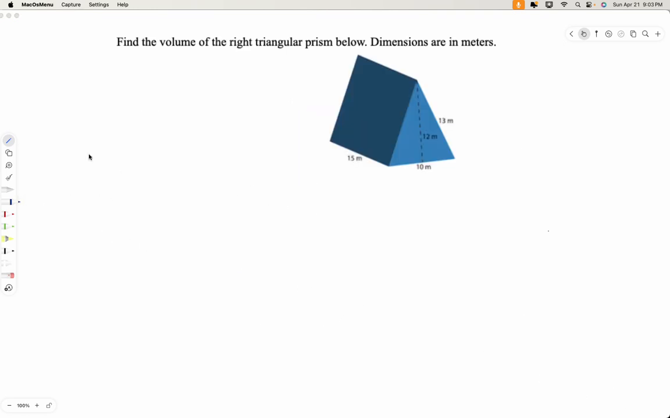All right, so here we're looking to find the volume of the right triangular prism below. Dimensions are in meters. So first we have to look at what is the formula for volume. And the formula for volume is equal to the area of the base times the height. It is always area of the base times the height. So once you find the area of the base, you multiply it times the height. So when you have something like this, you have to figure out what is the base. The base is going to be the shape that is consistent throughout. So in this case, the shape that is consistent throughout is the triangle.